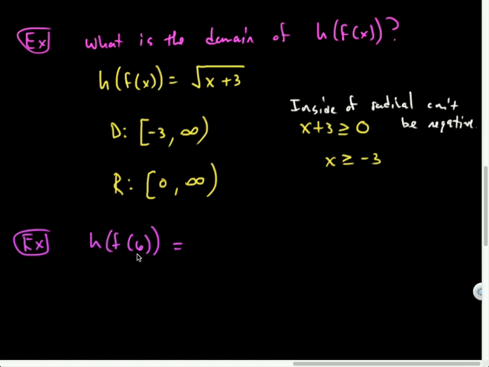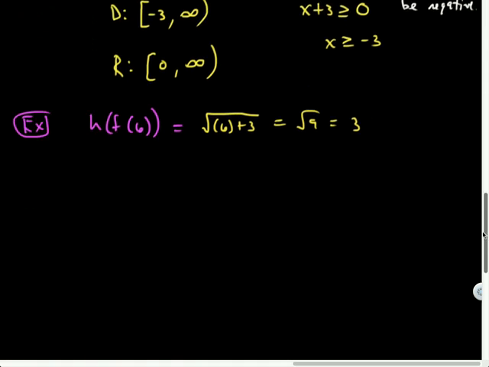So that would just be the square root of 6 plus 3, all under the square root. So that's the square root of 9, which is 3. So I just want to point out, if you've calculated your machine, you can actually use your simplified version of it for good.